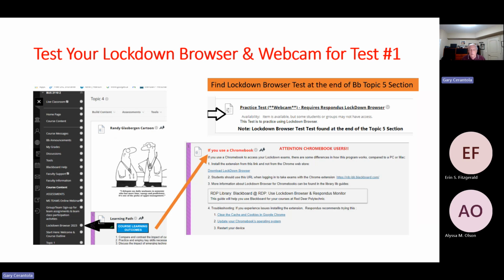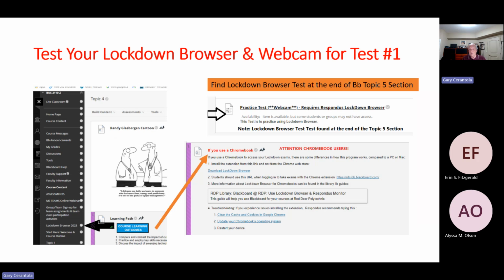And if you're using a Chromebook, the platform doesn't respond as well as to a regular desktop or regular PC, so go to the instructions that I put out here in lockdown browser, or go to your library and find out what you need to do in terms of having a Chromebook, because there's certain things that will help you going through.